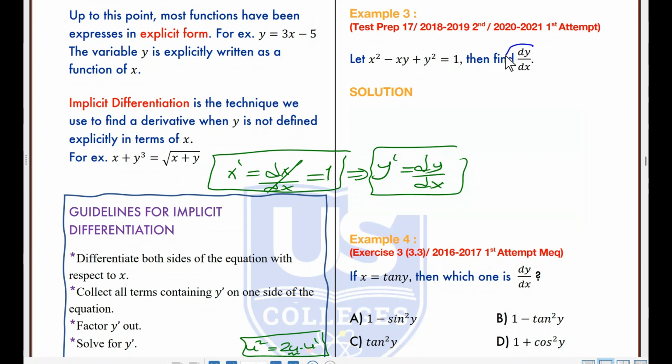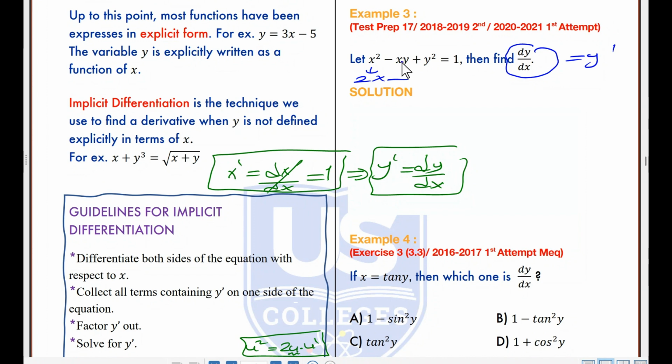It's asking about dy over dx. See, in the previous questions we were asking about y prime. This is asking about dy over dx. The same idea. Y prime is the same as dy over dx. It means differentiate with respect to x. So x squared with respect to x, 2x only. There's no x prime. Minus.